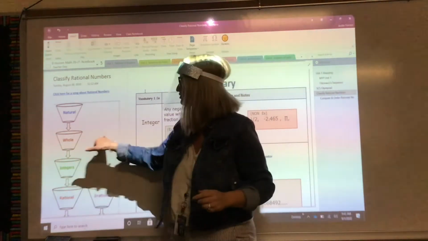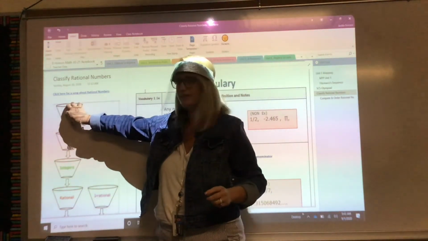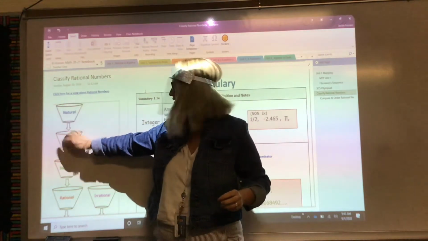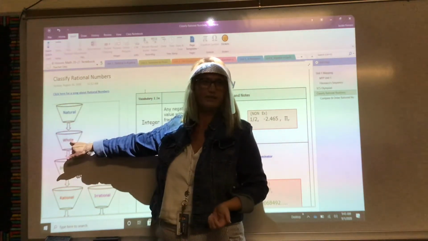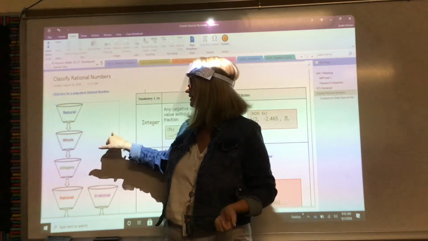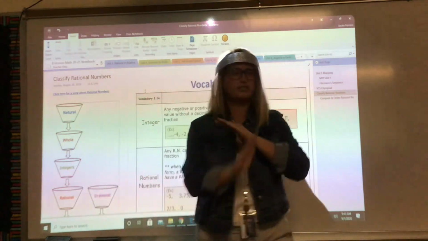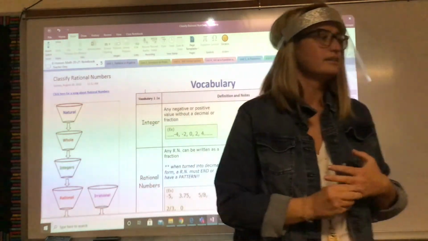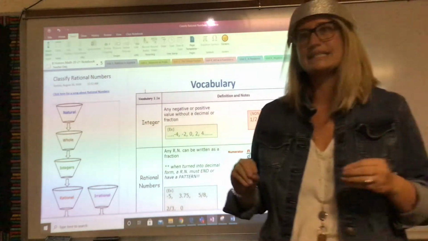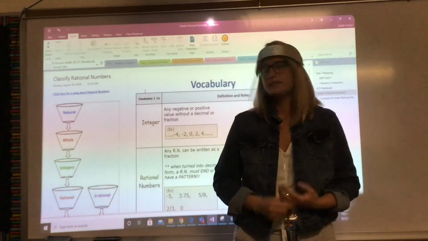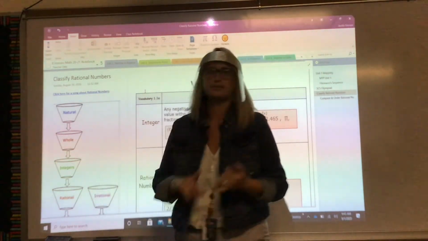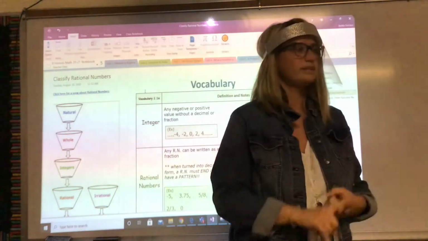It's natural numbers, so anything that would fit into here, all of your counting numbers, because the cups fit inside each other. So natural numbers plus 0, and you can just use the plus sign. So natural numbers plus 0. Then under it, I'd like you to write the examples. 0, 1, 2, and so on.